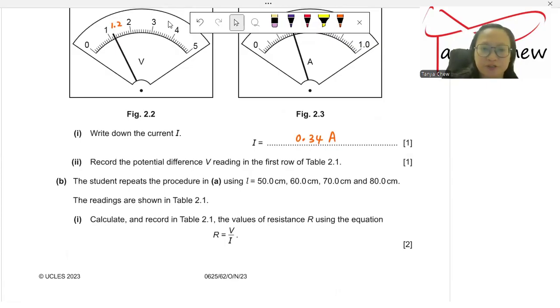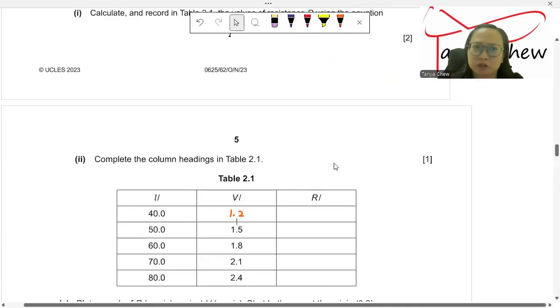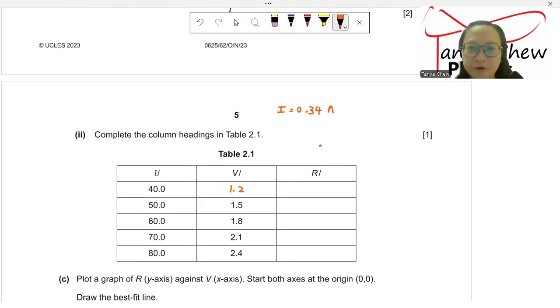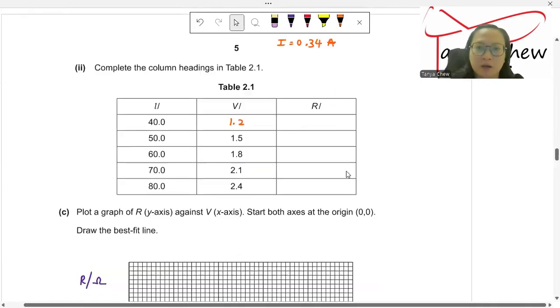B, the student repeats the procedure in A using L equal to 50 cm, 60 cm, 70 cm, and 80 cm. Readings are shown in table 2.1. First part, calculate and record in table 2.1 the values of resistance R using the equation R is equal to V over I. Oh, they are so kind. They give us an equation to use. But before that, I have to write down the reading of I first, which is 0.34 ampere, because the I value is not changing.